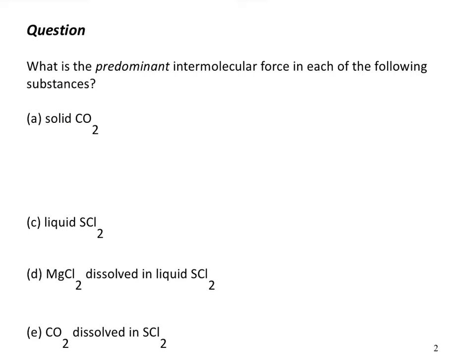First, what are the predominant intermolecular forces in each of the following substances? Solid carbon dioxide. From the Lewis structure and from VSEPR theory, we know that carbon dioxide has a linear structure and is a nonpolar molecule. Therefore the dipole moment is 0. Do I have ions? No. Do I have a dipole moment? No. So what's the predominant intermolecular force in this case? We have only one choice: dispersion. And it's pretty weak.